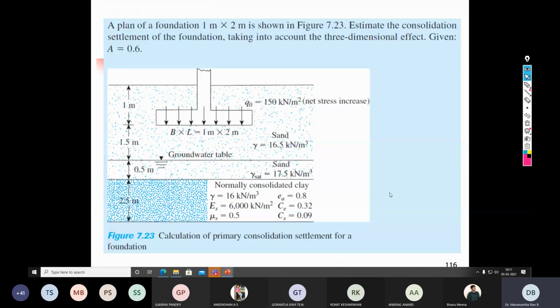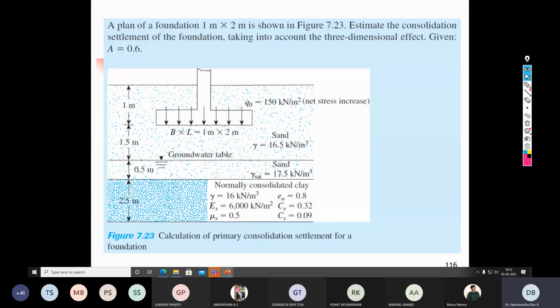Okay, so let us note down another sum on settlement calculation. A plan of a foundation 1 meter by 2 meter is shown in figure. This is figure 7.23. Estimate the consolidation settlement of foundation taking into account the three-dimensional effect given A is equal to 0.6.